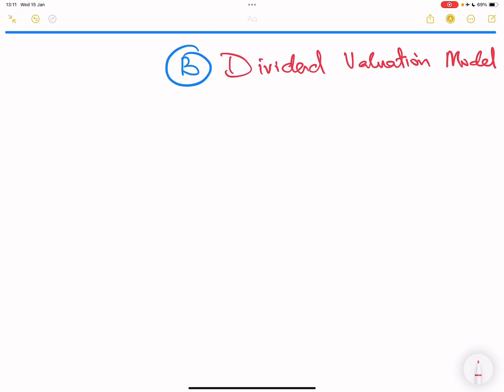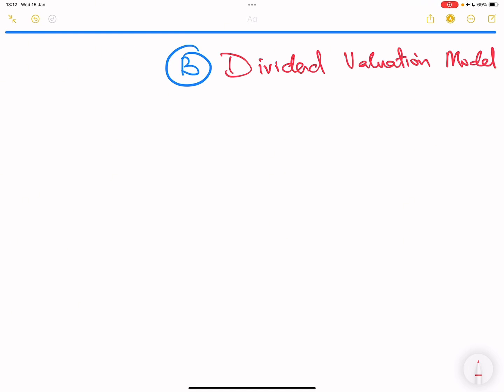Now we've dealt with asset model, and for asset model there are 3 forms. There is book value, there is net realizable value, and the third one is the replacement cost value. So we've dealt with 3 of them. Now we're going to second group, which is dividend valuation model. And very important, because you need to know this for its suitability.